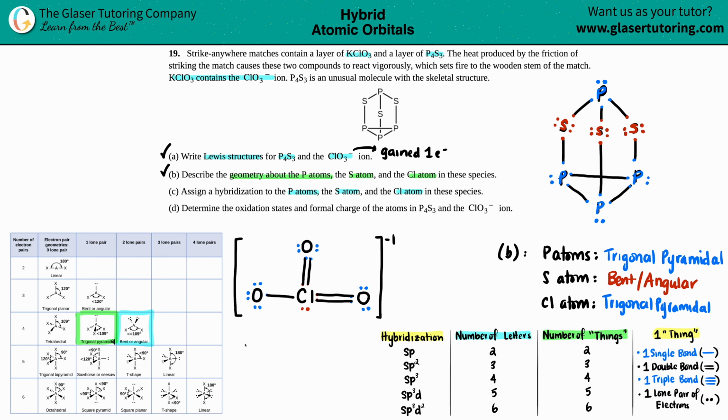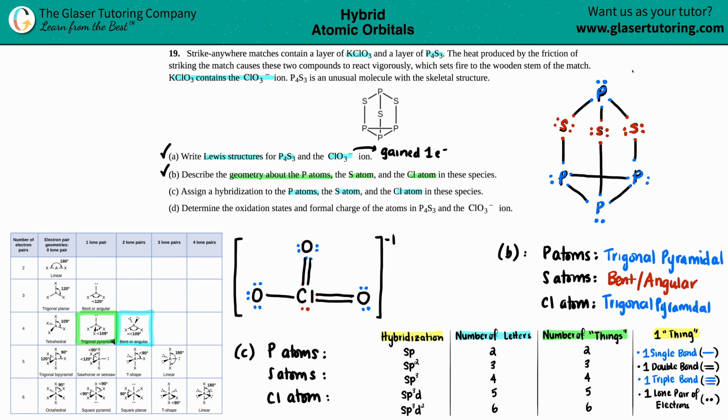So maybe we'll put letter C down here. We just need to know the hybridization for the P atom, the S atom, and the Cl atom. Keep in mind that all of the P's are the same, so all hybridization for the P atoms would be the same. All the hybridization for the S atoms would be the same because they're all the same. And then you just have one chlorine. So maybe I'll just add the plural here for S atoms.